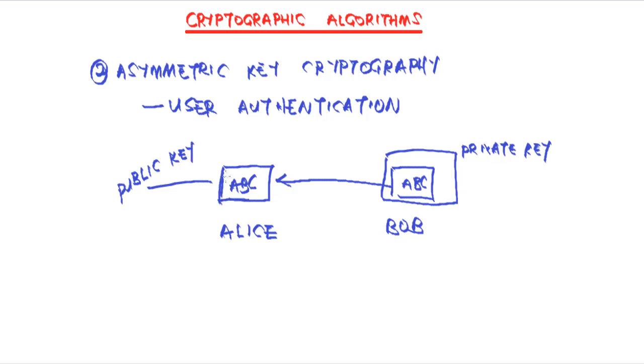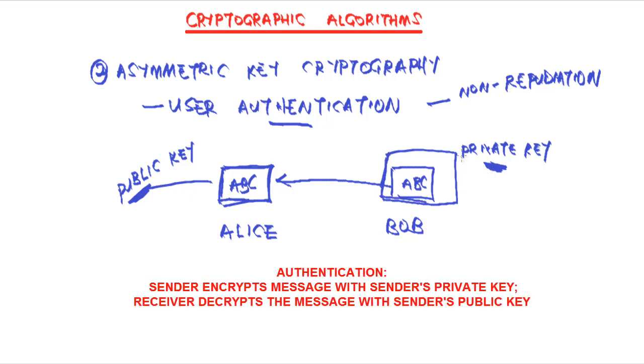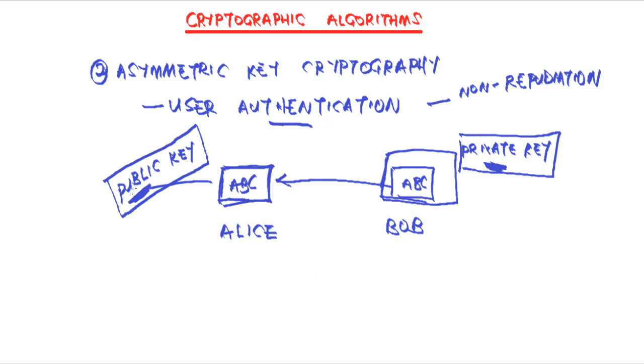This way you know that the message came from Bob, because only Bob's public key can decrypt a message that was sent by Bob's private key. So when you are doing authentication, and this kind of provides non-repudiation, the sender would encrypt the message with his or her own private key, and the receiver would decrypt the message with the sender's public key.